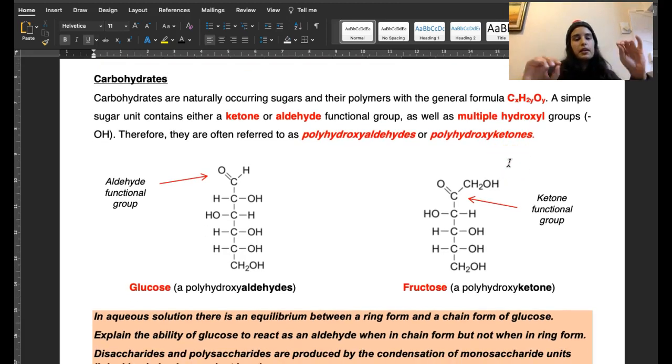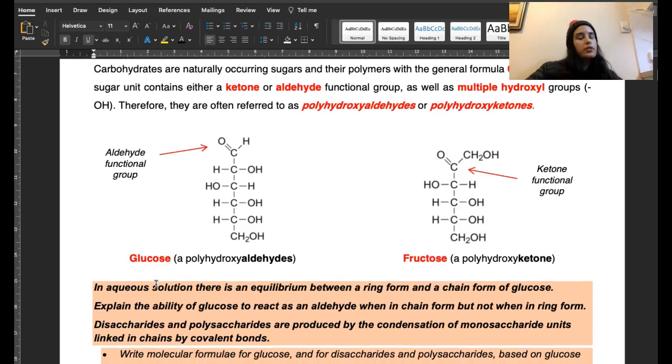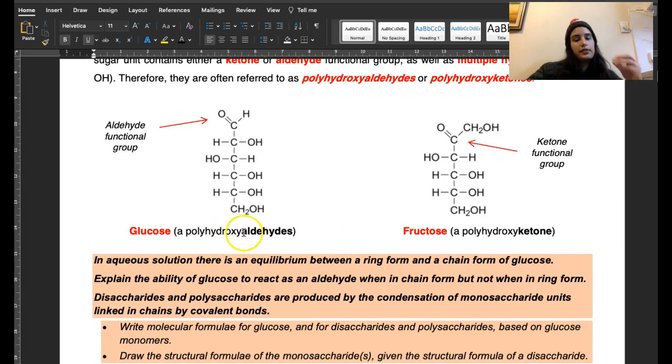All right. If we've got a sugar, it always contains a simple sugar unit, not a more polymeric or bigger version. A simple sugar unit will always contain a ketone or an aldehyde functional group, as well as multiple hydroxyl groups. So if we look down here, this is a simple sugar unit. This is also one. Carbon chain, aldehyde group, lots of hydroxyls. Carbon chain, ketone group, because we've got carbons coming off both sides of this group, lots of hydroxyls. So this is glucose, known to its closer friends as a polyhydroxyaldehyde.